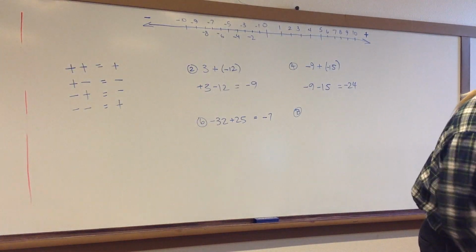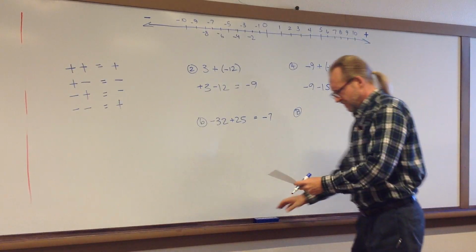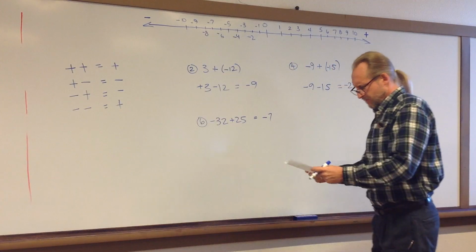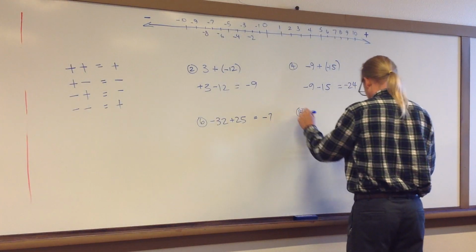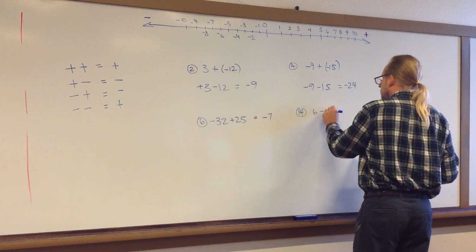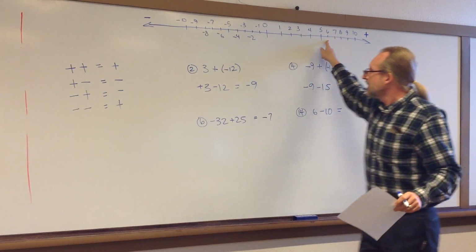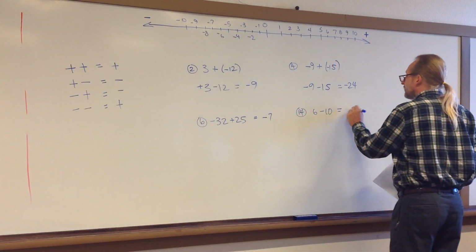Problem 8. Let's see, we just did one like that. Let's take a look at the different problems here. Yeah, let's get down to problem 14. Here we've got 6 minus 10. And so that's like you're starting at the positive 6, and then you're going out this way 10 places. That's going to leave you at negative 4.